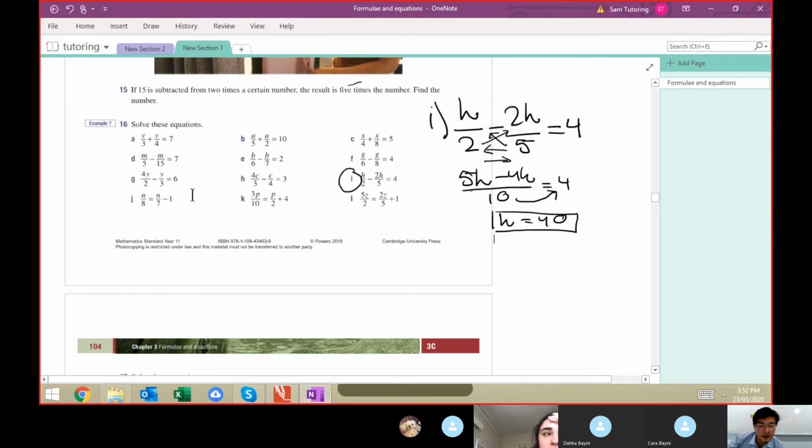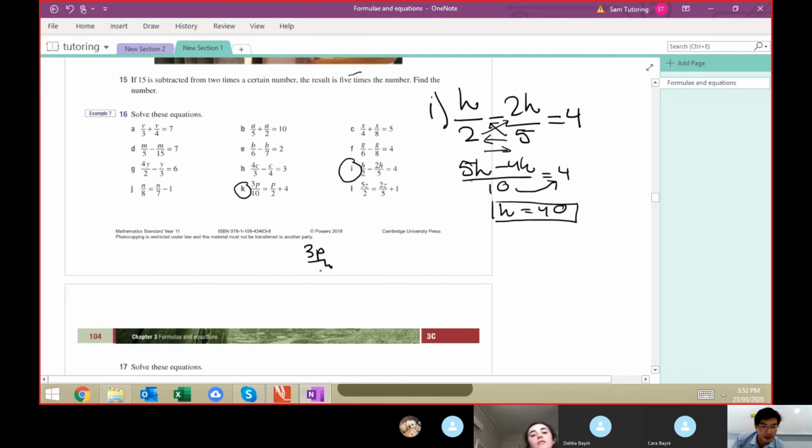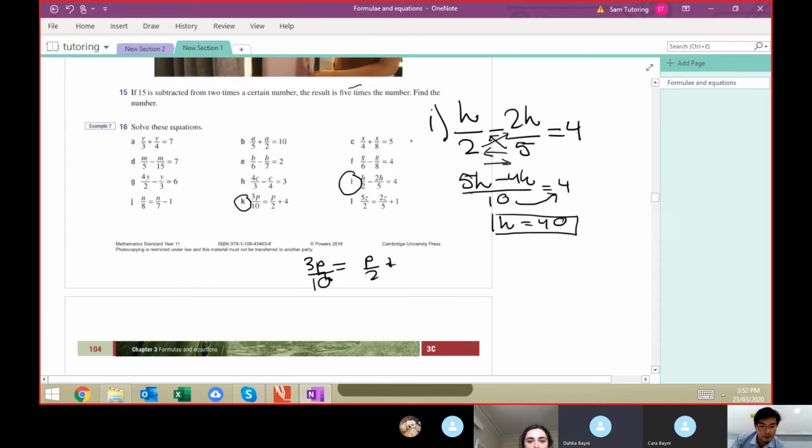Let's practice one more. Let's try K because consistency is key here. K is a little bit different because we've got a constant term here that we can't really get rid of. Oh, that's a fraction. My apologies. p on 2 plus 4. How would you solve that?